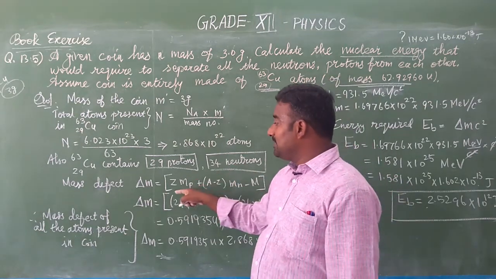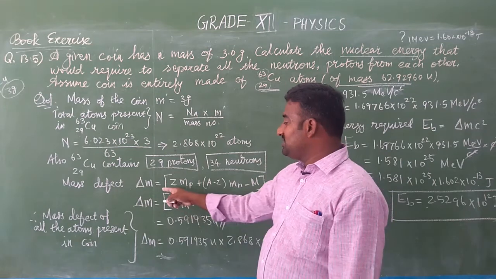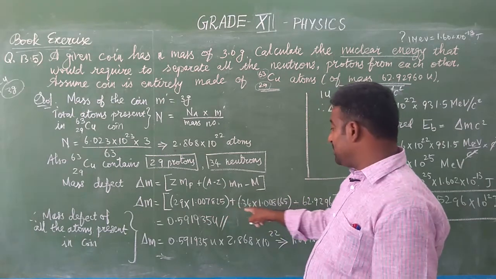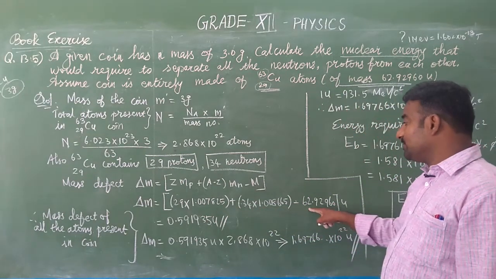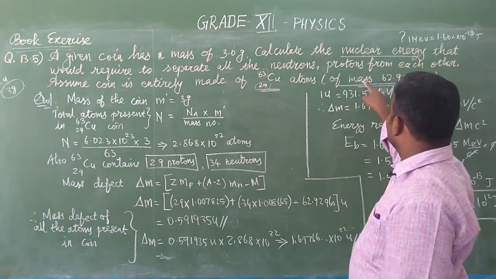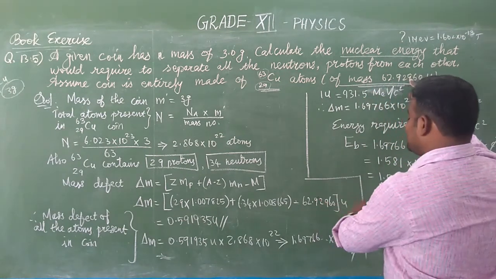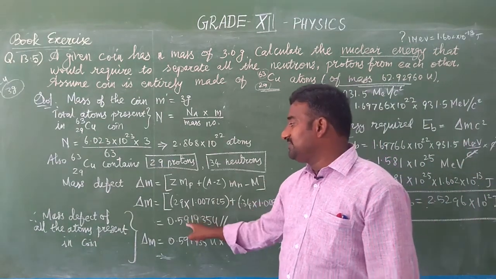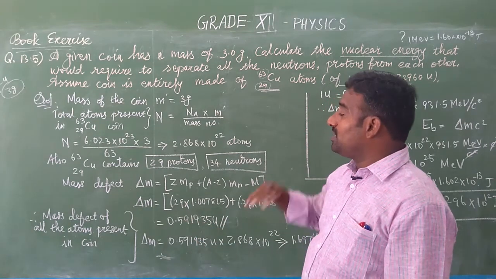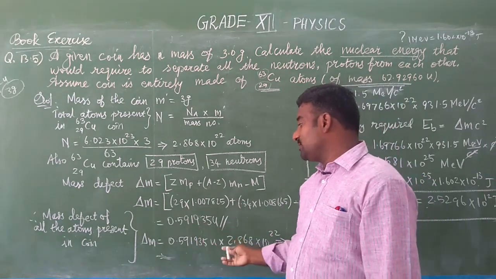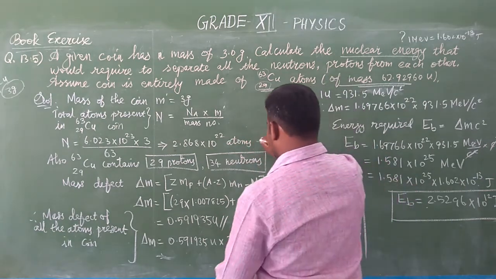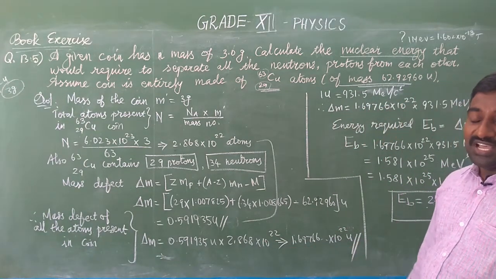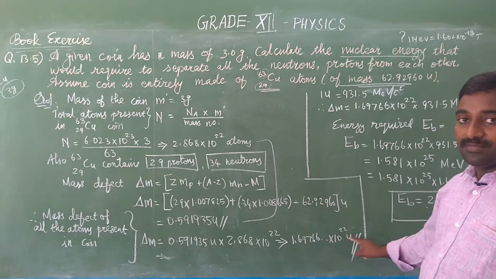So we need to find the mass defect of the copper coin. Mass defect is equal to, substitute the values in the formula. The mass of the proton is a constant value. Similarly, the mass of the neutron is also a constant value. And the original mass of the copper is given, that is 62.92960. After substituting and simplifying, we got the mass defect of the copper coin. Therefore, the mass defect of all the atoms present in the coin, these two values need to be combined now. After the combination, we got the mass defect in u, because atomic mass should be represented in atomic mass unit only.